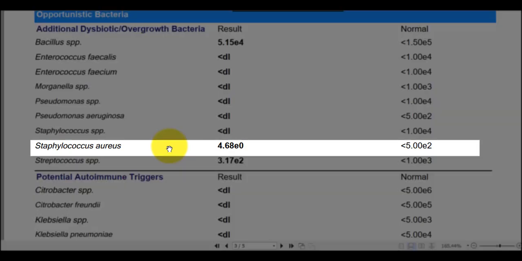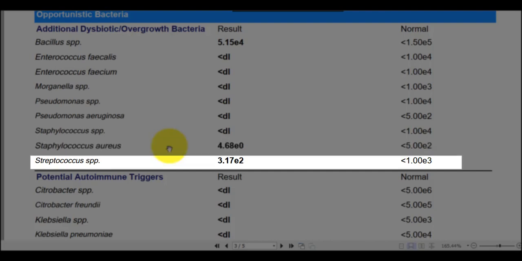Staphylococcus aureus is another bacteria that is detectable in this report. These are gram-positive bacteria, and high levels may result from reduced digestive capacity or gut inflammation or both of these problems. Sometimes this could cause loose stools or diarrhea.